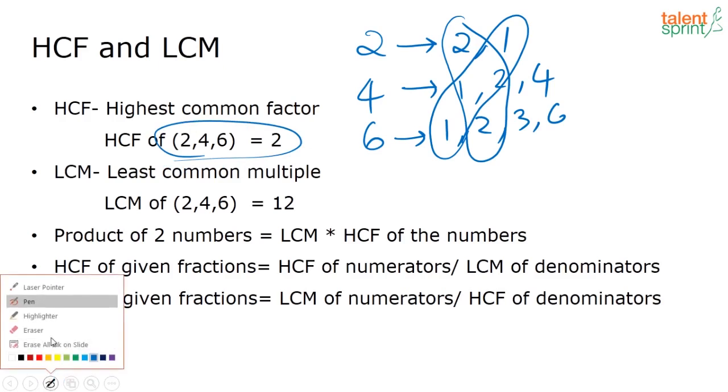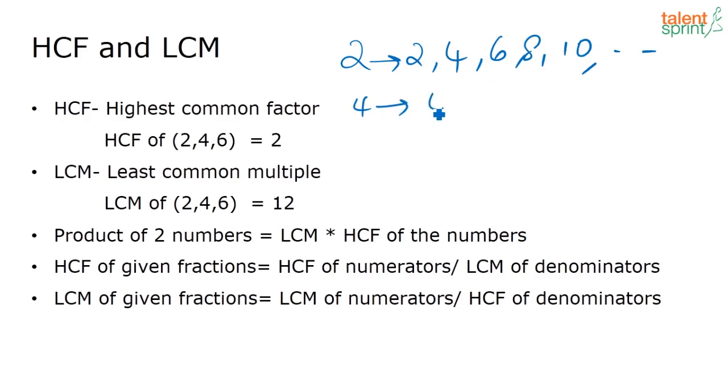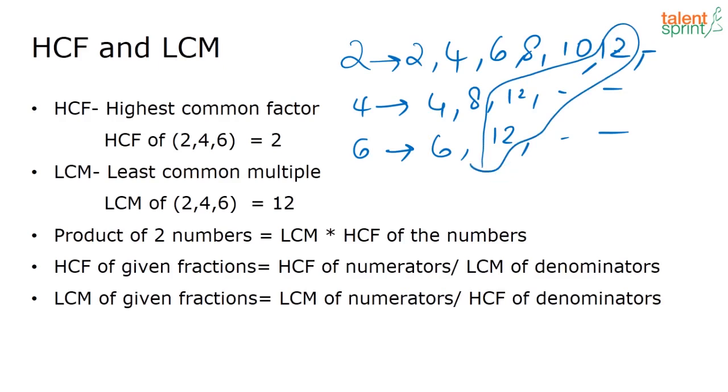Similarly, when you are doing LCM, you take the multiples of each number and find the least common multiple. Multiples of 2 are 2, 4, 6, 8, 10, etc. Multiples of 4 are 4, 8, 12, etc. Multiples of 6 are 6, 12, etc. Now, which is the common multiple here? The first common multiple, or the least common multiple, is 12. So 12 is called the LCM of the three numbers. This is the concept behind LCM and HCF.